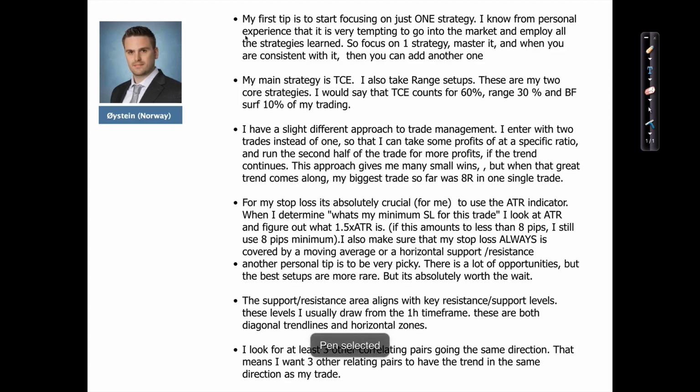Okay, he said this. My first tip is to start focusing on only one strategy, which I agree with, right? I know from personal experience that it's very tempting to go into the market and employ all the strategies learned. So focus on one strategy, master it, and when you are consistent, add the next one, which I agree with him, right? Yeah, please do that.